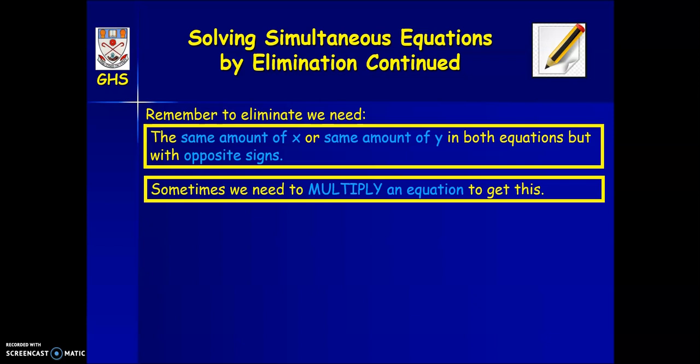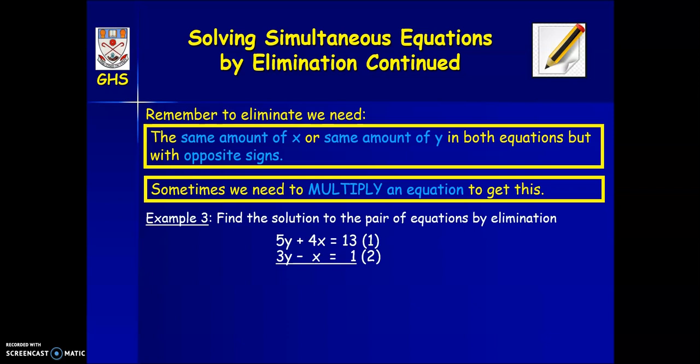However, sometimes we need to multiply an equation to get this. Let's have a look at an example. So here, example 3, we're being asked to find the solution to the pair of equations by elimination. Equation 1 is 5y plus 4x equals 13. And equation 2 is 3y subtract x equals 1.